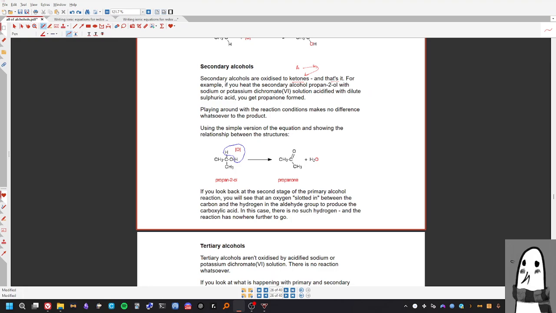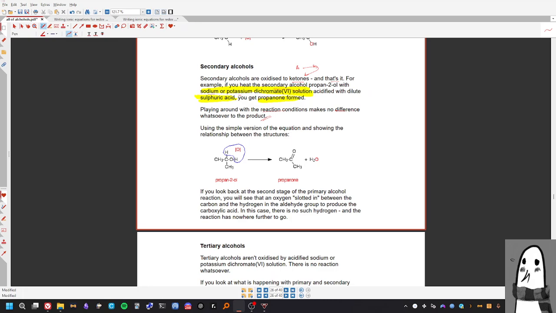If you heat it up with sodium or potassium dichromate, we're using dichromate(VI) solution again, acidified with the same kind of acid, you get propanone formed. Simple as that. Playing around with the reaction conditions makes no difference whatsoever to the product. It's always going to be that.